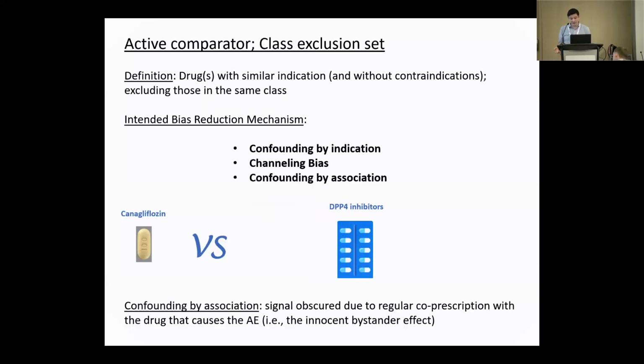And the third one I'm going to demonstrate takes the active comparator set and also excludes drugs from the same class. So we've called it the active comparator class exclusion set. The additional bias it's attempting to address is called confounding by association, or the innocent bystander effect, where if you have multiple drugs within a spontaneous report and you have regular co-prescription with drugs in the same class, you might get a spurious signal simply due to the co-prescribed drug being the drug that's problematic. So this set would be the canagliflozin versus DPP-4 inhibitor direct comparison.